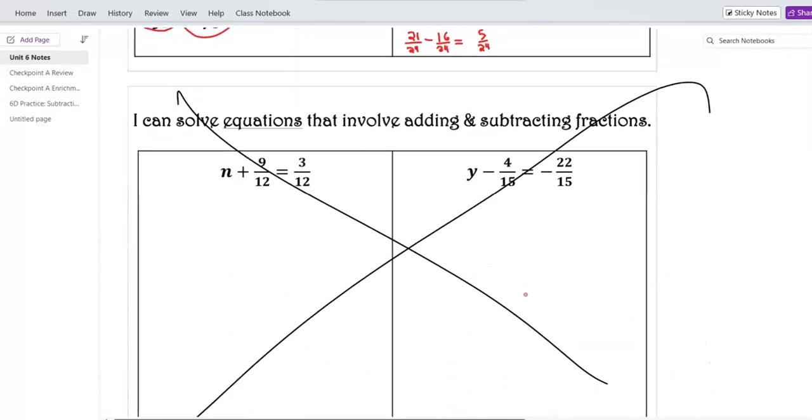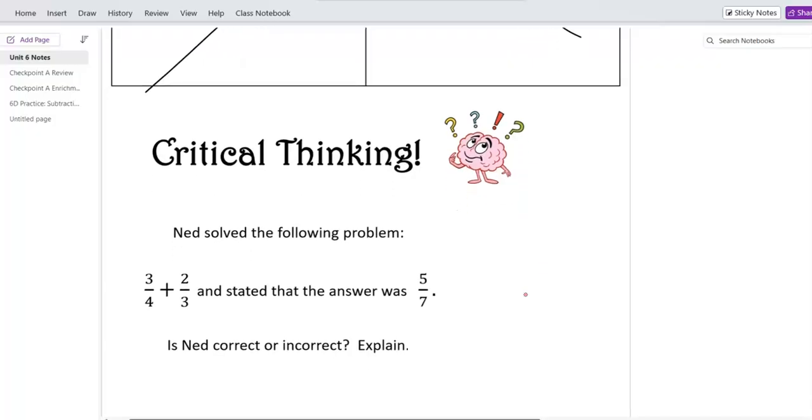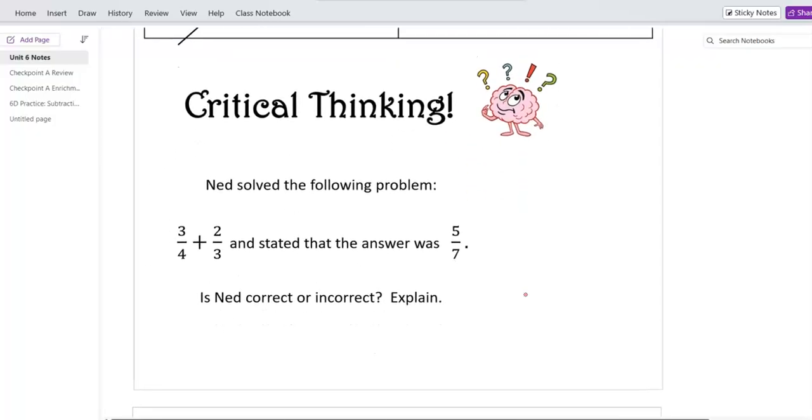We are going to skip this section, actually, and just go down to this critical thinking spot for the last portion here. So Ned solved the following problem. 3 over 4 plus 2 over 3, and stated that the answer is 5/7. Is Ned correct or incorrect? Explain. Go ahead and pause the video, take a minute, think about this, and determine if Ned is correct or not. All right, so hopefully you pause the video and determine that Ned is incorrect.